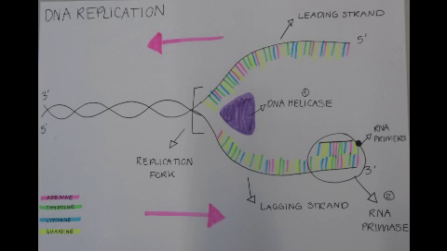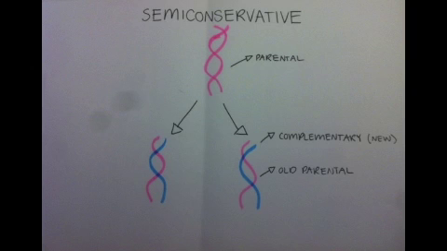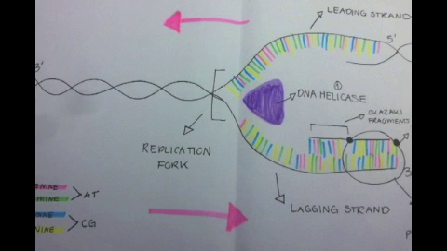DNA polymerase moves in the opposite direction on each parent strand. Meselson and Stahl proved that DNA replication is semi-conservative. This means that new strands contain one original parental strand and one copied complementary strand. As stated above, complementary base pairing ensures that the base sequence of nucleotides is conserved.